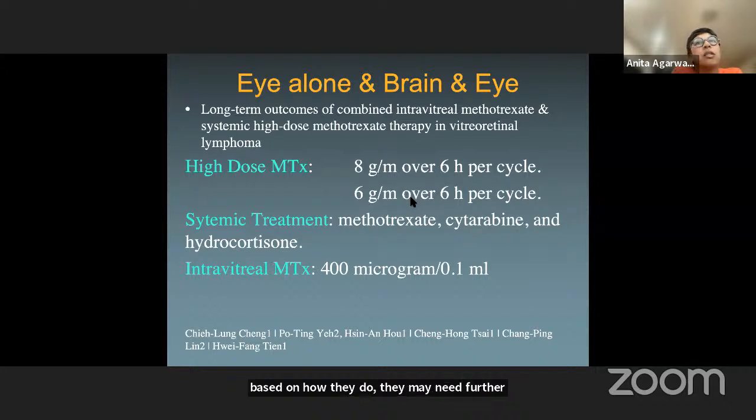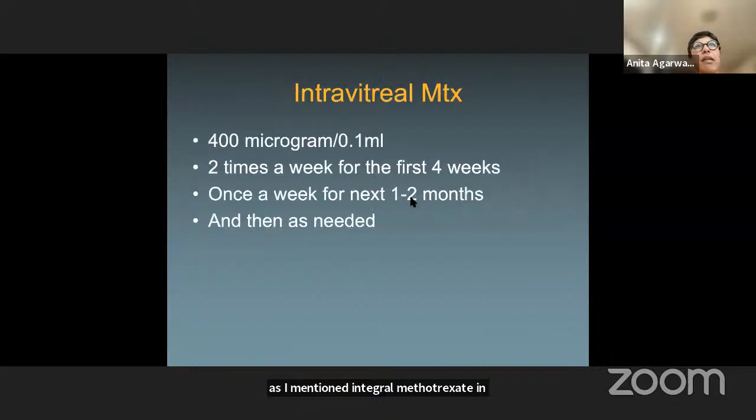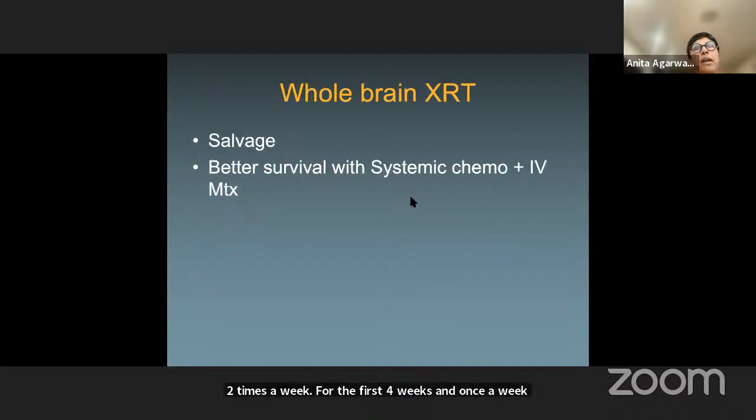Systemic chemotherapy, sometimes with methotrexate, cytarabine, and hydrocortisone, is also used, but high-dose methotrexate is the primary agent playing a role in treating lymphomas. As I mentioned, intravitreal methotrexate, in addition to or by itself, can be used based on where the location of the tumor is. And if you're doing it intravitreally, 400 micrograms in 0.1 ml 2 times a week for the first 4 weeks, then once a week for the next 1 to 2 months, and then as needed.